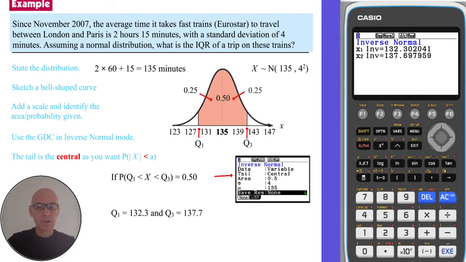So the lower quartile Q1 is 132.3 and the upper quartile Q3 is 137.7. Finally, to calculate the interquartile range, we subtract Q1 from Q3. So the interquartile range of a trip on these trains is 5.40 minutes.